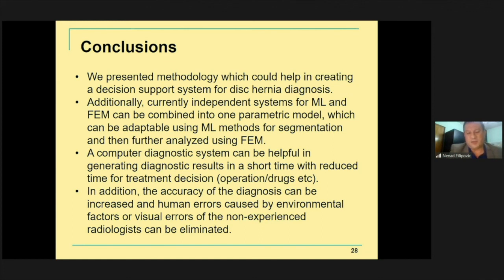This is a unique combination of machine learning and finite element methods, which is combined in one parametric model, and it is also adaptable, where we're using machine learning methods for segmentation, for medical image analysis and 3D reconstruction, and then using it in the finite element model. This computer diagnostic system can be helpful in generating diagnostic results in a short time with reduced time for treatment decision with operation, drugs, and etc. In addition, the accuracy of diagnosis can be increased, of course, and human errors which are caused by environmental factors or visual errors of the non-experienced radiologists can also be eliminated.